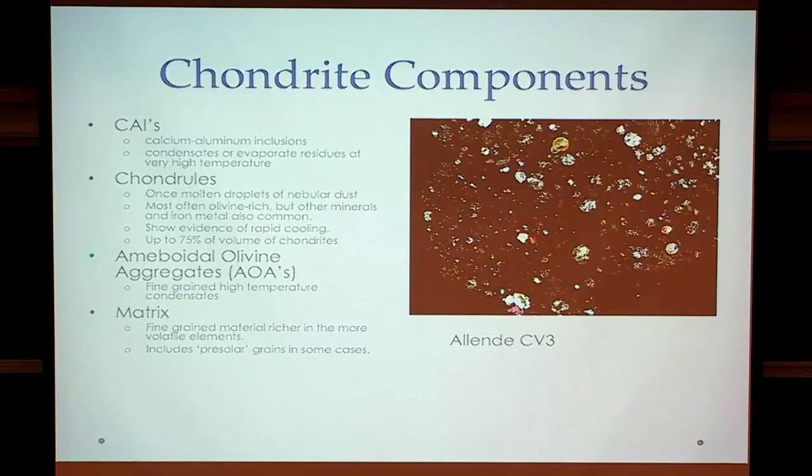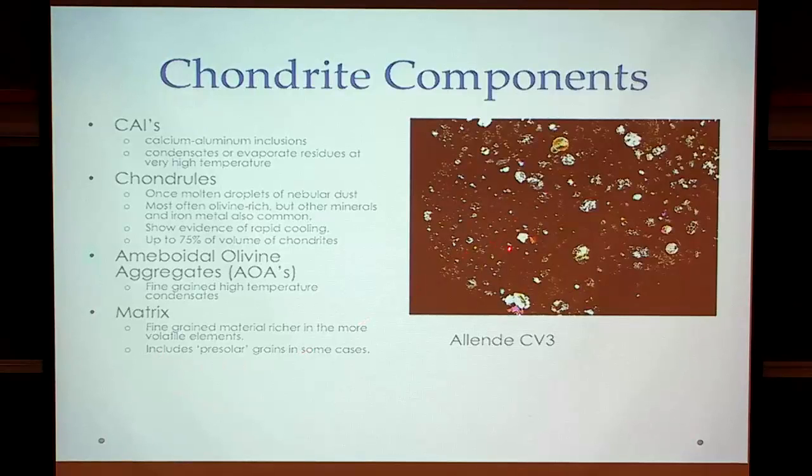And amoeboidal olivine aggregates, which are microscopic, we can't really see here. These are also fine-grained, high-temperature condensates. And the matrix, the black material here, tends to be richer in volatile elements. In some cases, such as this meteorite, Allende, the C designation here indicates carbonaceous chondrite. We won't worry about the V. I'll explain the 3 in a minute.